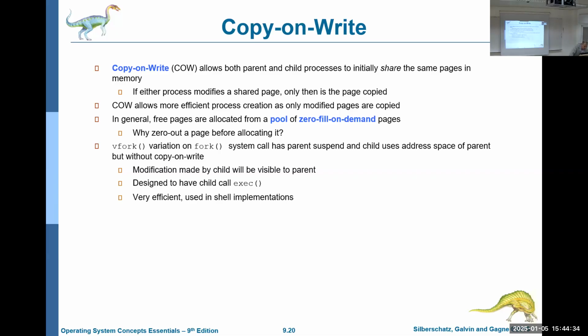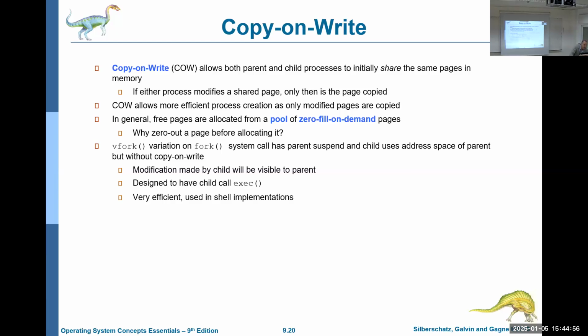So this COW, or cow, allows more efficient process creation, as only modified pages are copied. We may never copy certain pages if they're never modified. In general, free pages are allocated from a pool of zero-fill-on-demand pages.